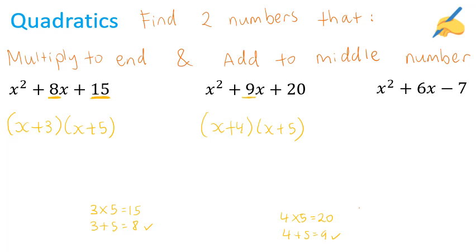Last one, x squared plus 6x minus 7. So I'm looking for two numbers that multiply to give negative 7 and add to give 6. So to get negative 7, I could have negative 1 times 7 equals negative 7, and negative 1 plus 7. Yep, that equals 6. So they're my numbers. So I put them in after the brackets. So x minus 1, x plus 7.